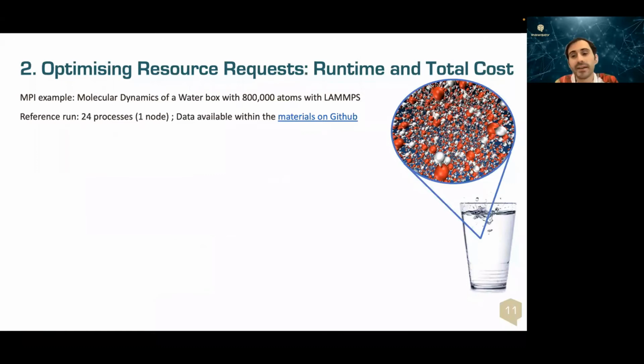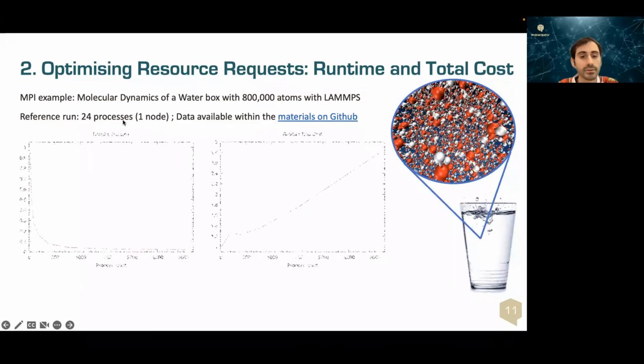And then what are we doing with that information in either case? Well, you can then draw nice plots. And here I'm just showing you the example with an MPI run of a molecular dynamics benchmark of a box of water molecules with 800,000 atoms with the LAMMPS code. This is a benchmark I use a lot myself for testing purposes, but it gives us a good idea of how to assess this optimization of resource requests. Keep in mind the benchmark in this case was run on Magnus, our previous supercomputer. So the reference run was with 24 MPI processes, for one node of Magnus.